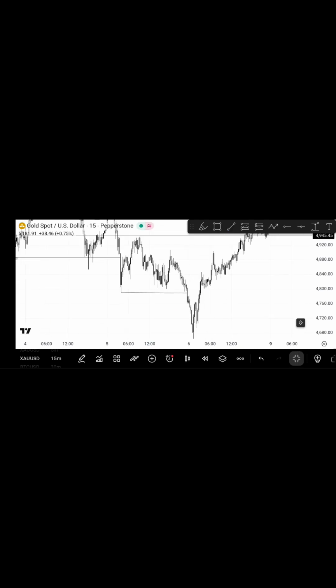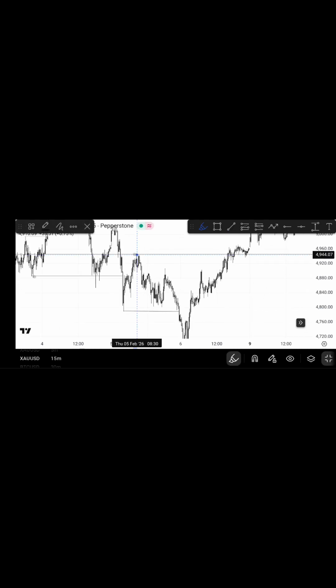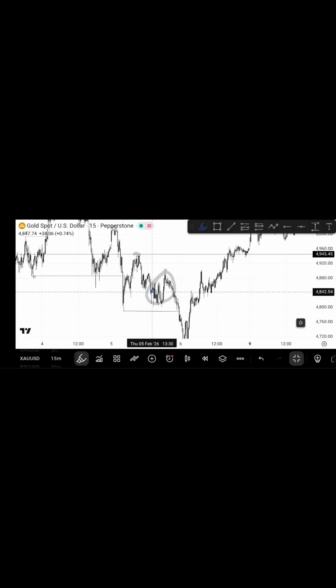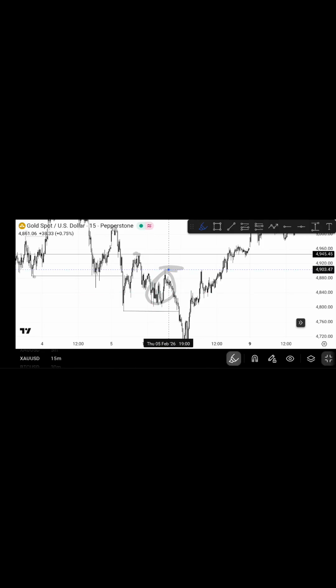So now we'll be having our lower high here. This one is internal structure. It is not a lower high. We call it liquidity. So we'll talk about that in the next video.